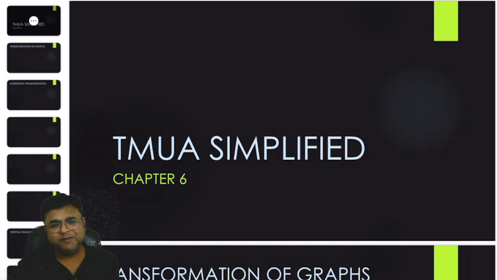Hello everyone and welcome to chapter 6 of TMUA Simplified. Today we'll be doing transformation, dilation and reflection of graphs. These things are very important from the TMUA point of view because a lot of questions will be solved through an understanding of dilations, transformations and reflection of graphs. Right, so let's start.